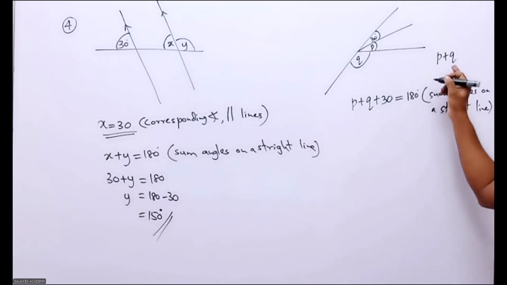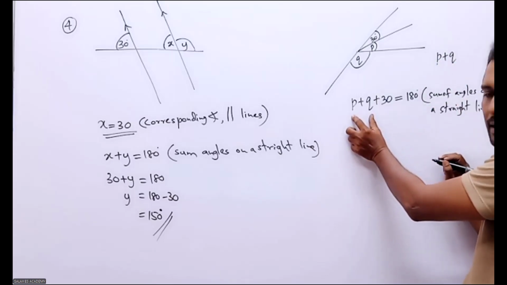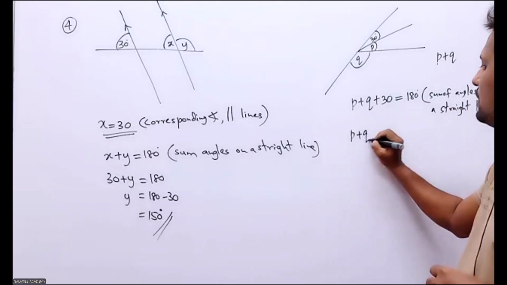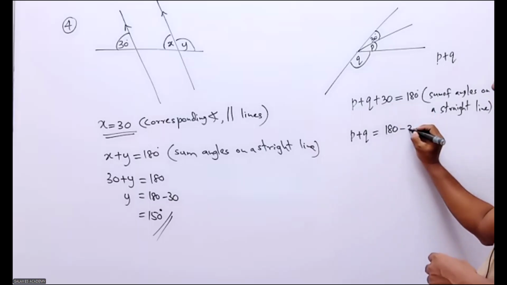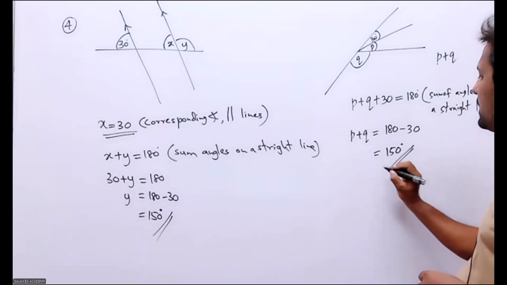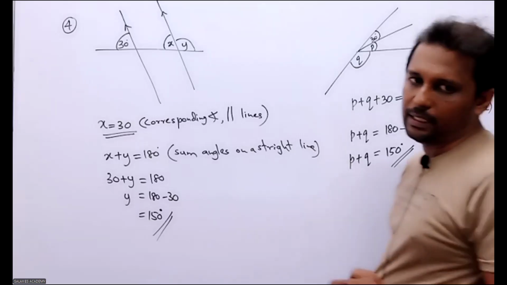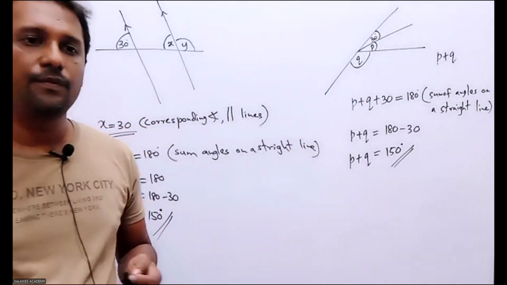Right. Then you have to find P plus Q, no? P plus Q you can see here. Then this 30 we have to remove. How can you remove 30? You write 30 on the other side; it becomes minus 30. Then what is the answer of P plus Q? 150. Right? P plus Q is 150.